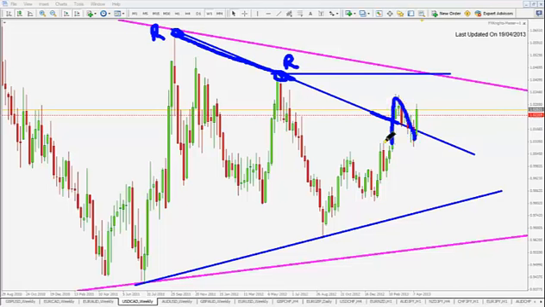We have gotten the pullback to retest that breakout point in there, and we are now seeing price pushing to the upside. Okay, the next target to be hit is around this point of confluence.